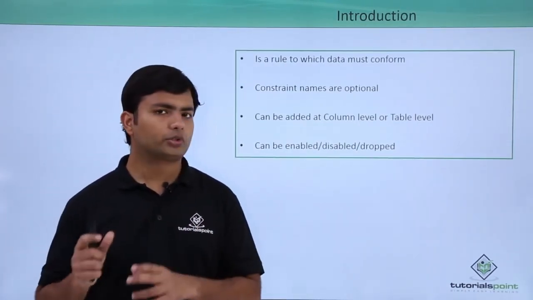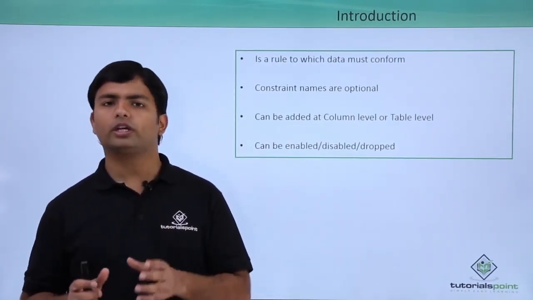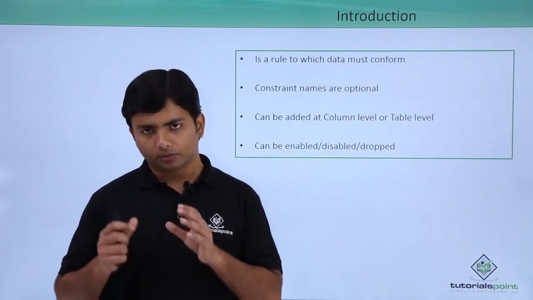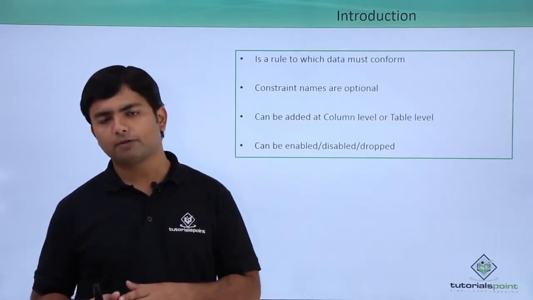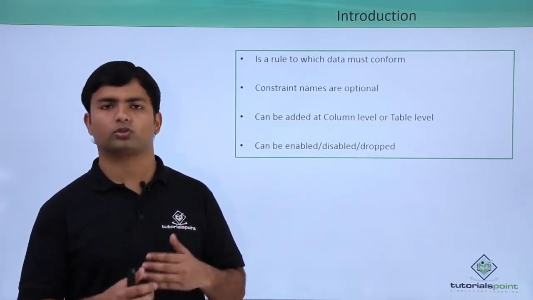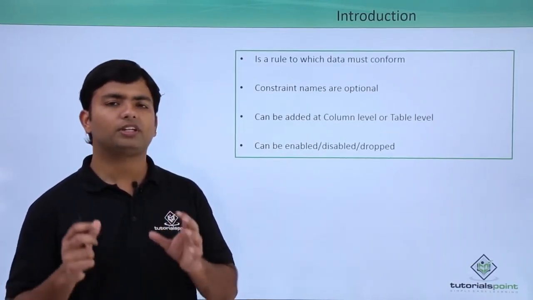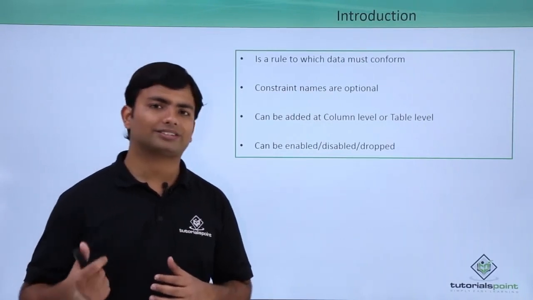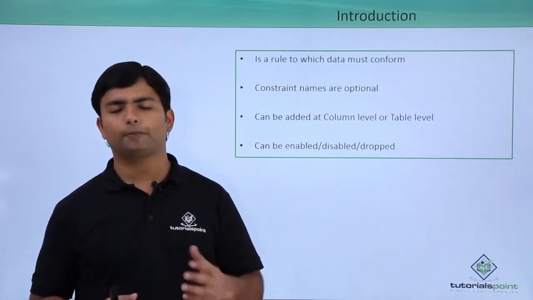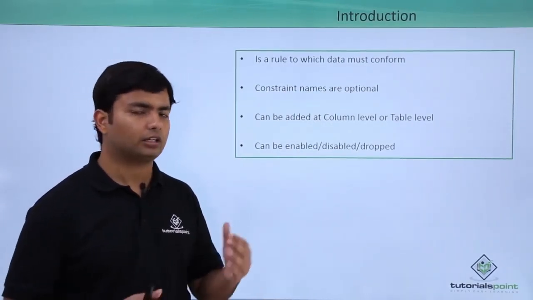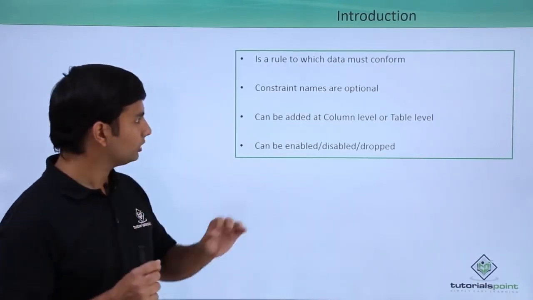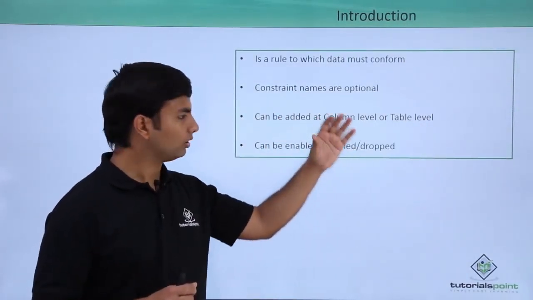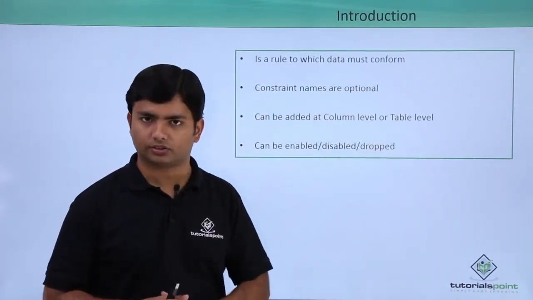If you want to create a constraint, you can either specify the name of the constraint or not. If you specify the name, later when you want to disable or enable it, it will be easier because you have given your own name. But if you do not assign any name, the Oracle Server will implicitly assign a name to that constraint. Once the constraint is added, you can enable or disable it, or you can also drop that constraint.